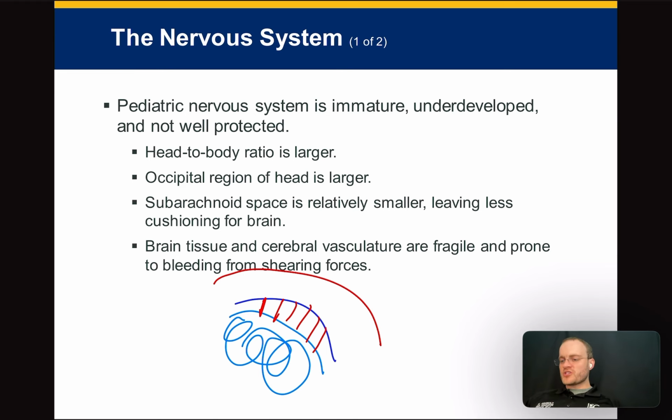This is one of the reasons shaken baby syndrome is so fatal and so terrible. If you shake a baby, their brain can really rattle around in their skull because it's not as big as their skull, I should say. This is why brain tissue and the brain vessels are fragile and prone to bleeding and shearing.